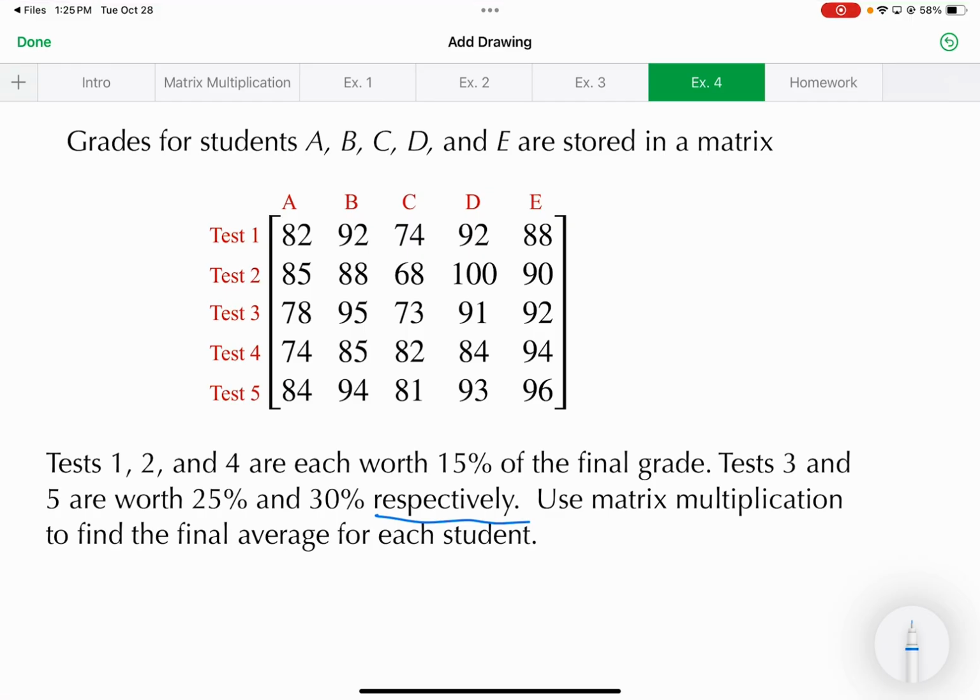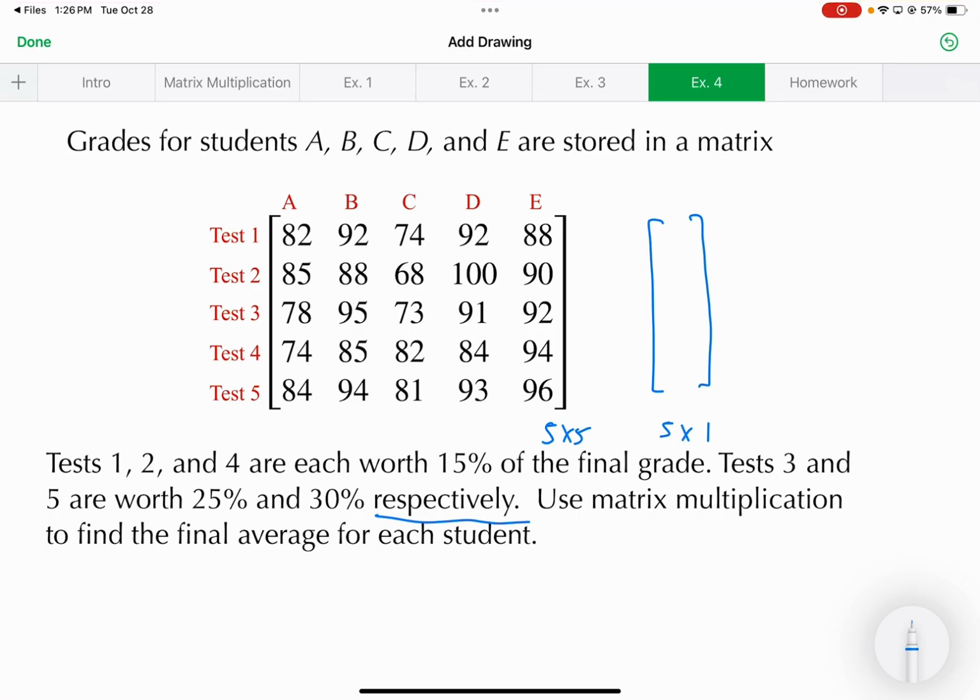All right. Tests 1, 2, and 4 are worth 15% of the final grade. 3 and 5 are worth 25 and 30% respectively. Use matrix multiplication to find the final average for each student. Okay, so the dimensions of our matrix, of course, are 5 by 5. I need to build a new matrix that has these values in there, so that I can find the average of my student fairly easily. How should I build that matrix? 5 by 1. So if I do a 5 by 1, what's that going to look like? 5 rows, 1 column.